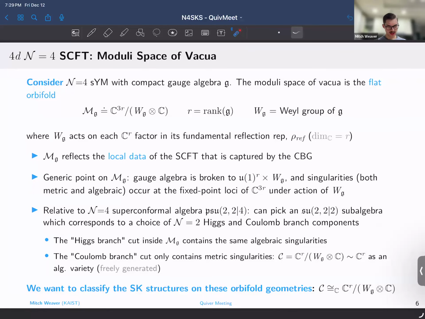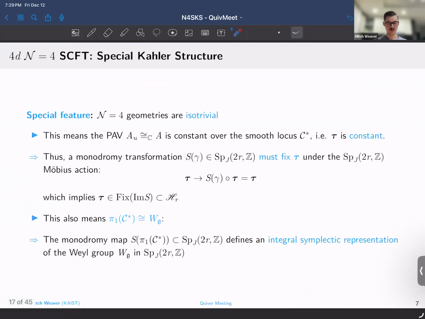So what we want to do then is classify all the special Kahler structures that can be equipped on top of this orbifold geometry that defines the Coulomb branch for an N=4 super Yang-Mills theory. Good. So I'm moving a little slow. I'm going to pick it up a little bit.